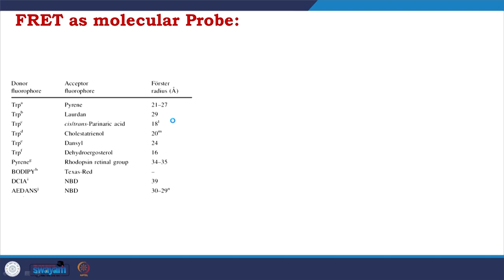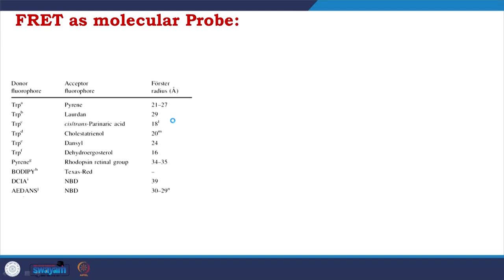So, without going into much depth, I just want to say that this FRET relation is used globally as a molecular probe. The condition is that the donor and the acceptor would be at a distance where FRET relation should be valid. Here you see a lot of molecules like pyrene, coumarin, cis-parinaric acid, cholestatrienol, dansyl, they all are actually having FRET relation with tryptophan. And why is that important?